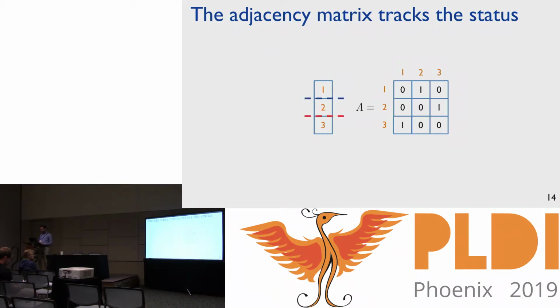And notice that the moment we partition the array of the nodes, this also determines a partitioning of the adjacency matrix. Okay? So essentially we can identify the three regions within the adjacency matrix itself.